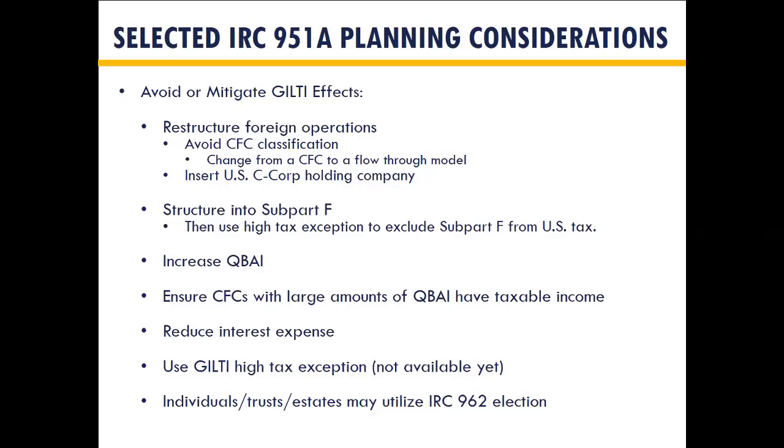And so typically a tax planner doesn't plan into subpart F income, but in this case, it was an idea that was floating out there for quite some time and still is a viable option for certain taxpayers in certain circumstances. The other ideas would be increased QBI, so that's our threshold, right? Our 10% of our business assets. Ensure CFCs with large amounts of QBI, make sure they have taxable income.